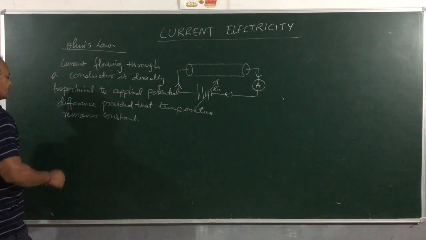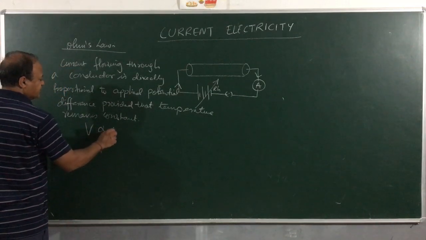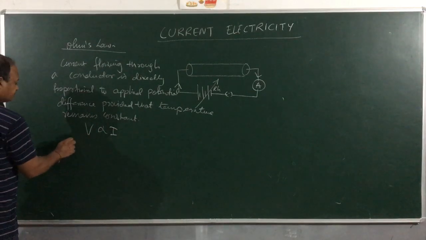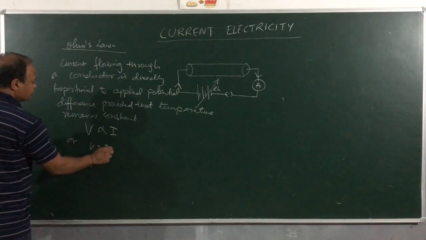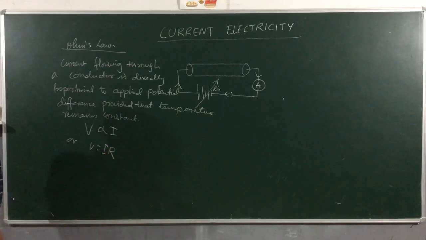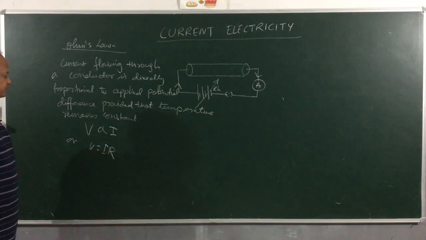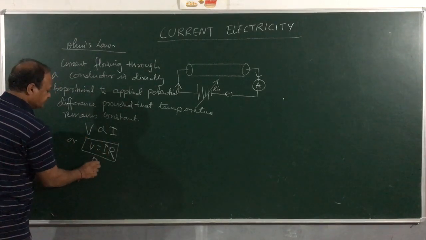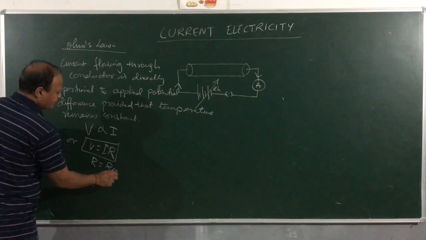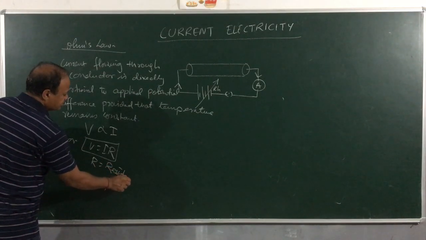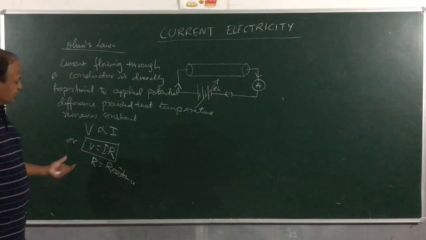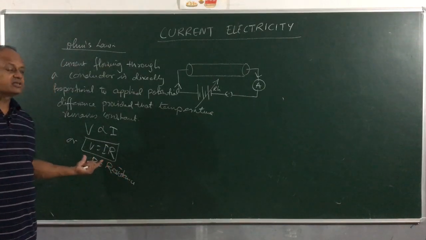So applied potential difference V is directly proportional to the current I, or V equals I into R, where, children, R is a constant of proportionality and R is called what? Resistance of the conductor. Now what is the significance of resistance?